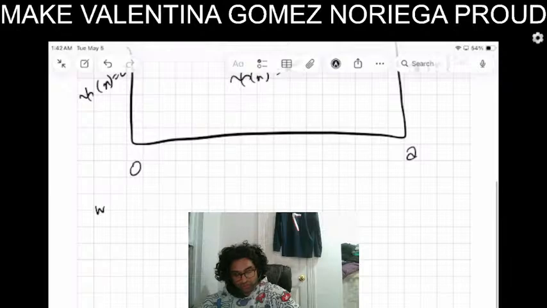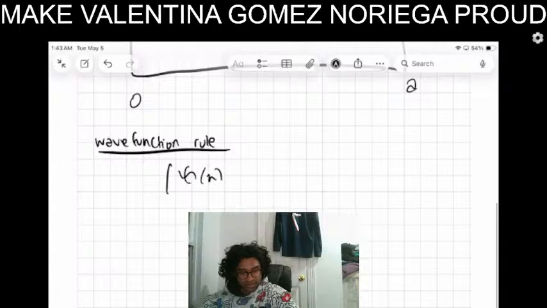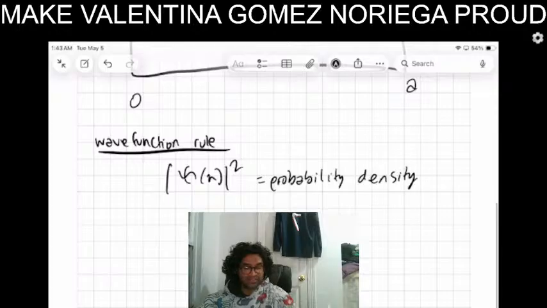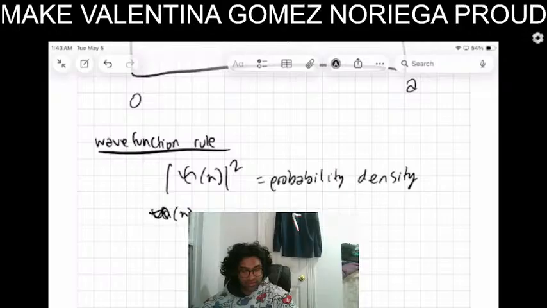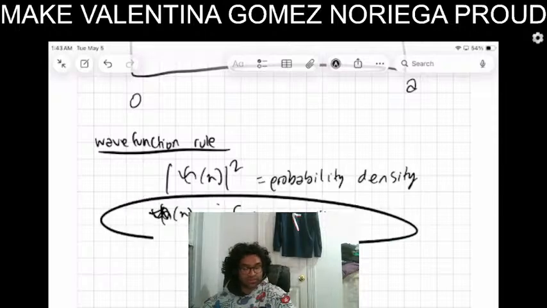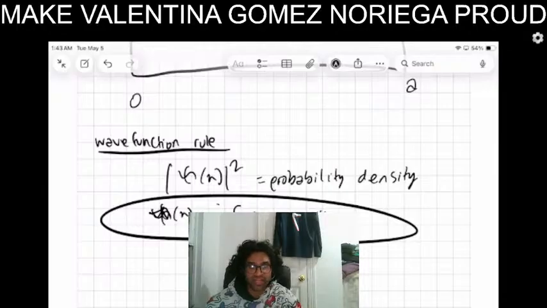Psi of x is infinite, psi of x is 0 otherwise. And our wave function rule states that psi of x squared is the probability density, and we have done this. The only reason we square it is because if we don't square it, you get what I will call a fake probability. The only reason it is a fake probability is because you can get a probability as a negative value. And you can never have probability as a negative value. You know very well that if you have probability as a negative value, it is not possible.